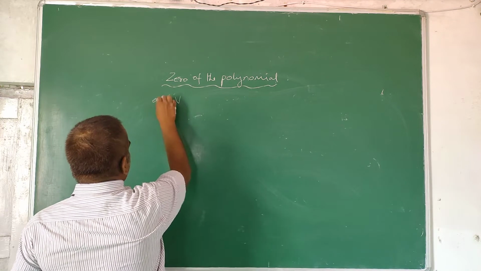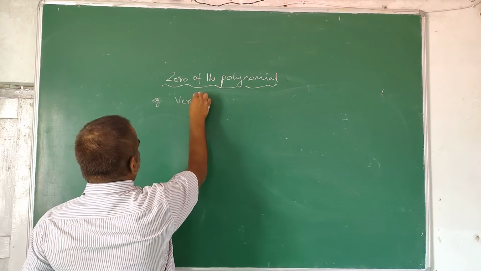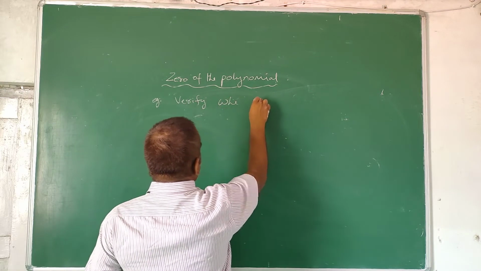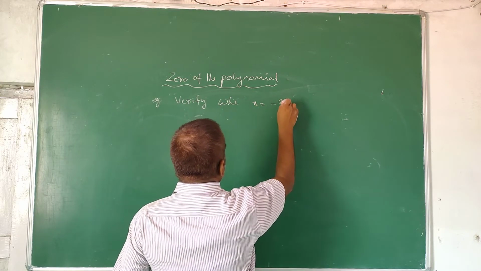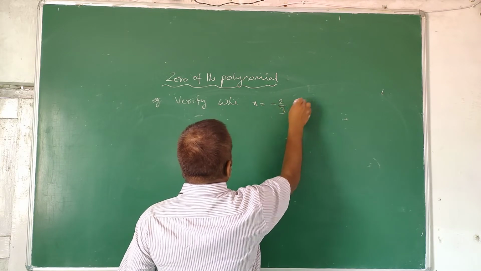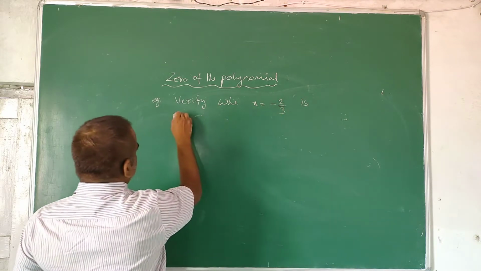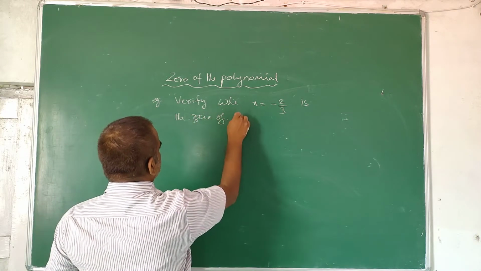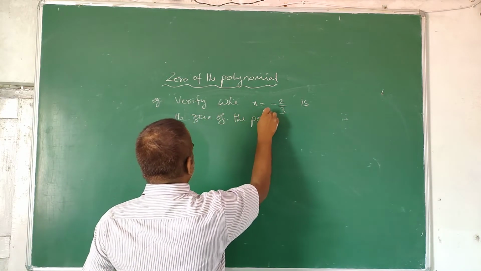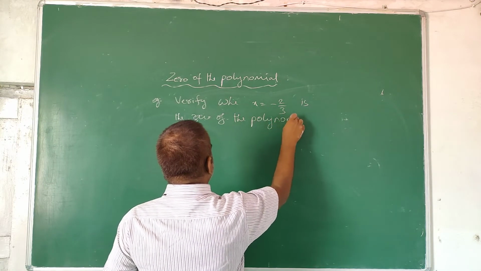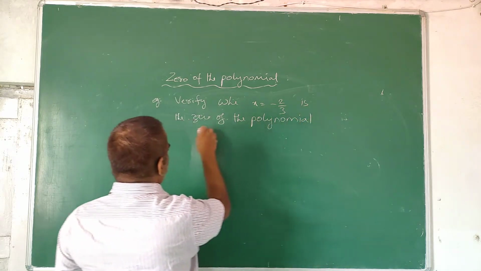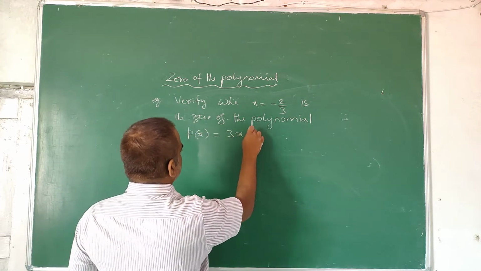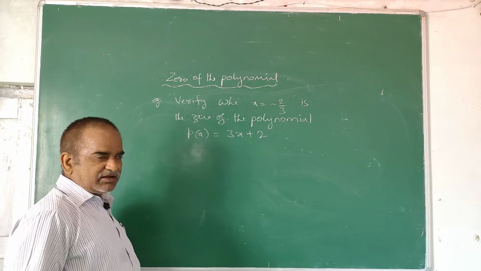Now let us go for another example. Example 2: verify whether x is equal to minus 2 by 3 is the zero of the polynomial p of x is equal to 3x plus 2. This is the question.